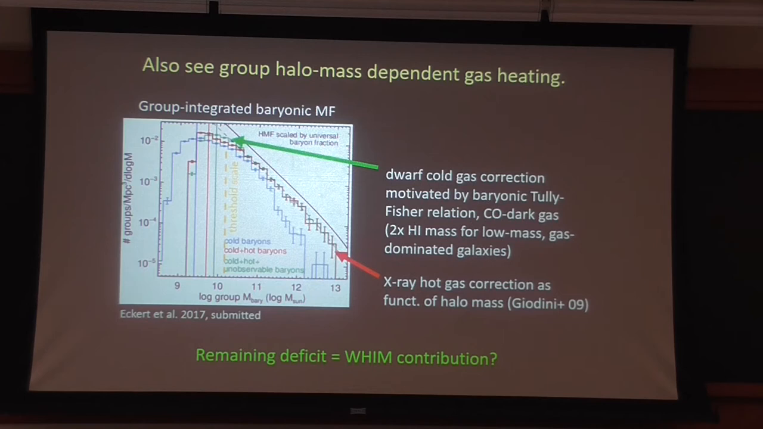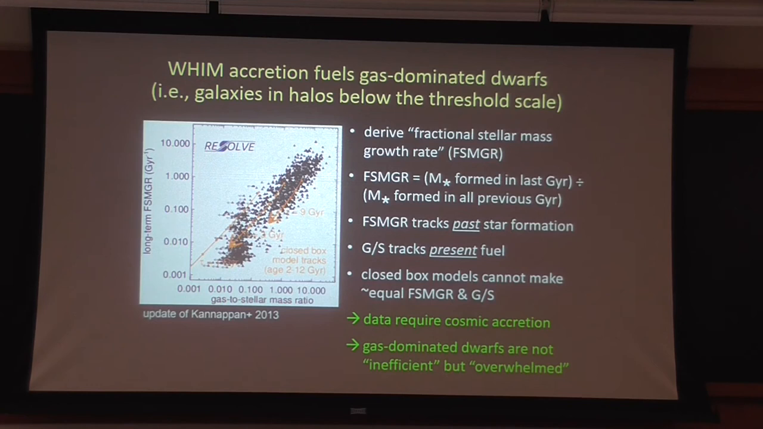All of this may leave you wondering, how much do we really know about this WIM? So I'm going to now show you a very different line of reasoning that reinforces interpreting it this way, and that is coming from star formation histories. The punchline of this plot is that WIM accretion fuels gas-dominated dwarfs. That is to say, remember, gas-dominated dwarfs are basically galaxies and halos below the threshold scale.